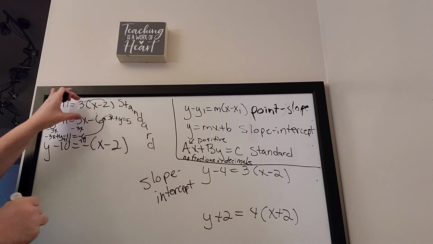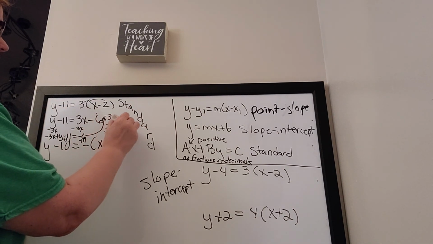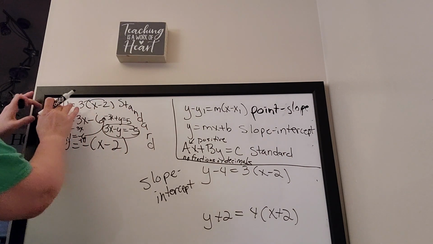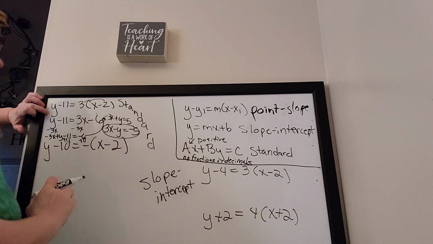X can't be negative, so I'm going to switch all the signs. 3x minus y equals -5. So we took this equation that was in point slope and we turned it into standard.